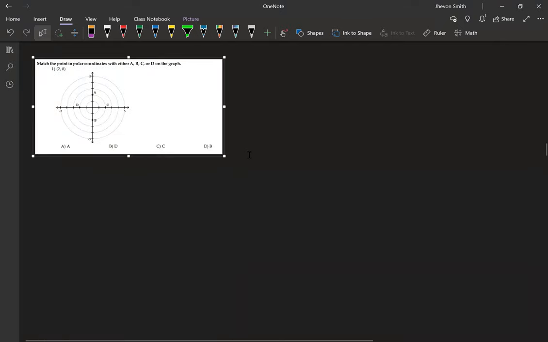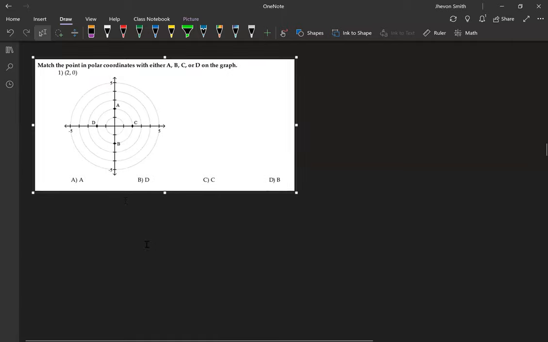All right, let's keep going. Let's keep the party going. Boom, polar coordinates. Match the point in the polar coordinates to either A, B, C, or D on the graph below. So (2, 0) is the polar coordinate. Match it with a point.